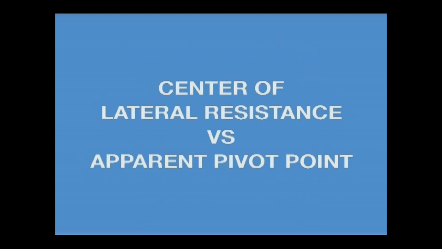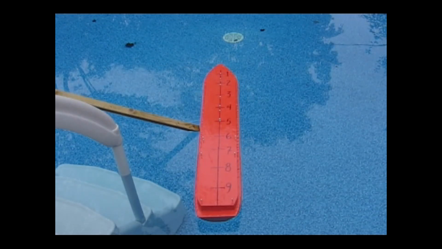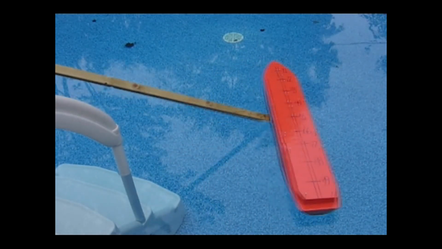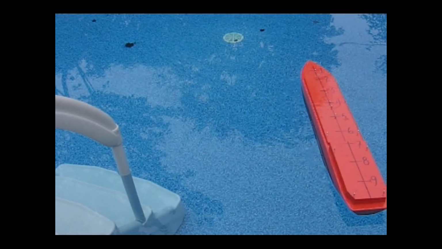Let's start by making a clear distinction between the center of lateral resistance and the apparent pivot point. The center of lateral resistance of a vessel is that point where, if you apply an effective lateral force, no rotation, if the vessel has a steady heading, will occur. Acting on this point, a lateral force has no lever arm, therefore no turning moment. It only pushes the vessel sideways.